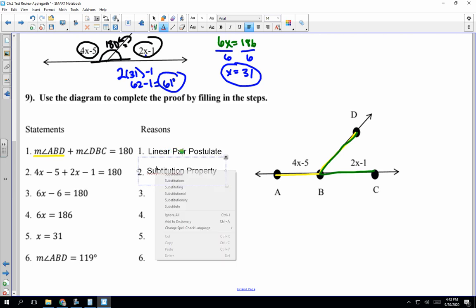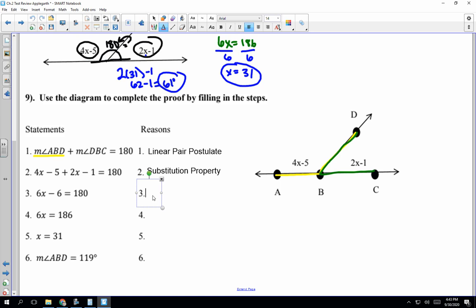Let's go ahead and spell that right. Substitution property. Okay, then we got 6x minus 6 equals 180. What happened here? Oh, they combined like terms and simplified. So you can put combined like terms. Simplify is also acceptable.